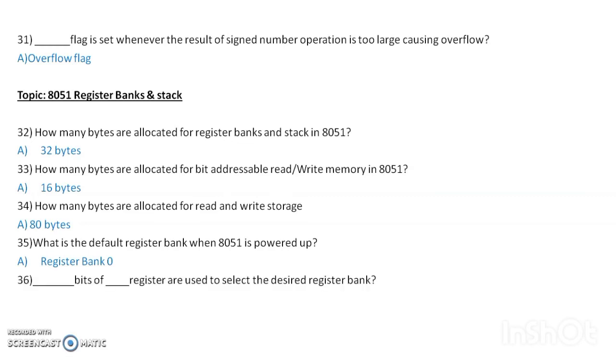Bit number 36. Dash bits of dash register are used to select the desired register bank. If you want to select any of the registers, like we have different registers R0, R1, register bank 0, register bank 1, 2, 3, 4.